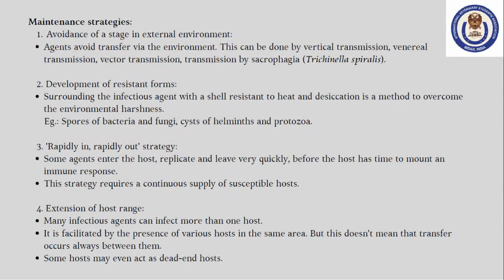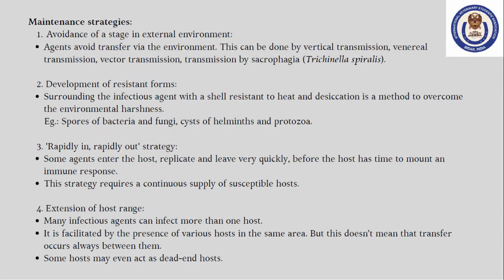Maintenance strategies. These are the strategies adopted by the organisms to overcome the harshness of the environment. First is the avoidance of stage in the external environment. The idea behind this is that if the external environment is harsh, then it is better to completely avoid it. And it can be done by vertical transmission like the congenital or hereditary diseases, venereal transmission, which is the sexually transmitted diseases, vector transmission, and transmission by sarcophagia, which is the flesh eating, as in the case of Trichinella spiralis, which get transmitted by the flesh eating of the infected animal.